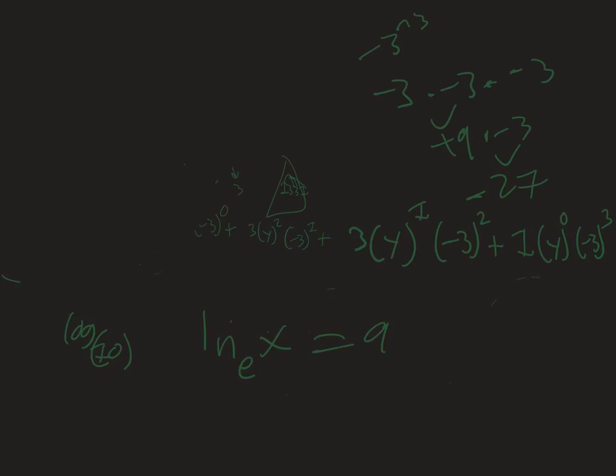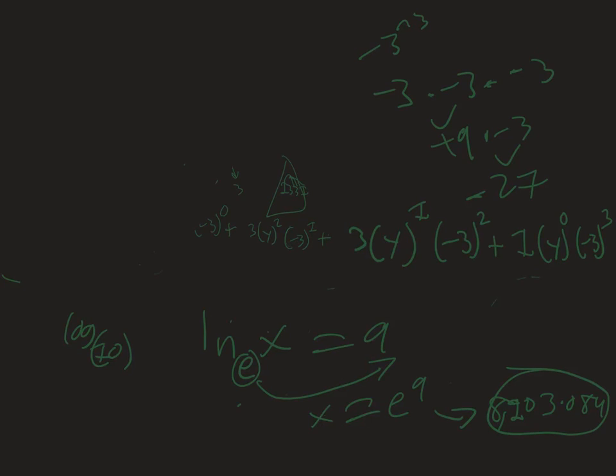So for this, we want to take this out of log form, move the e and bring it over here. So then we have e to the power of 9 equals x. What is e to the power of 9? Let me just pull up my calculator here. It is 8,103.804. So that is the answer.